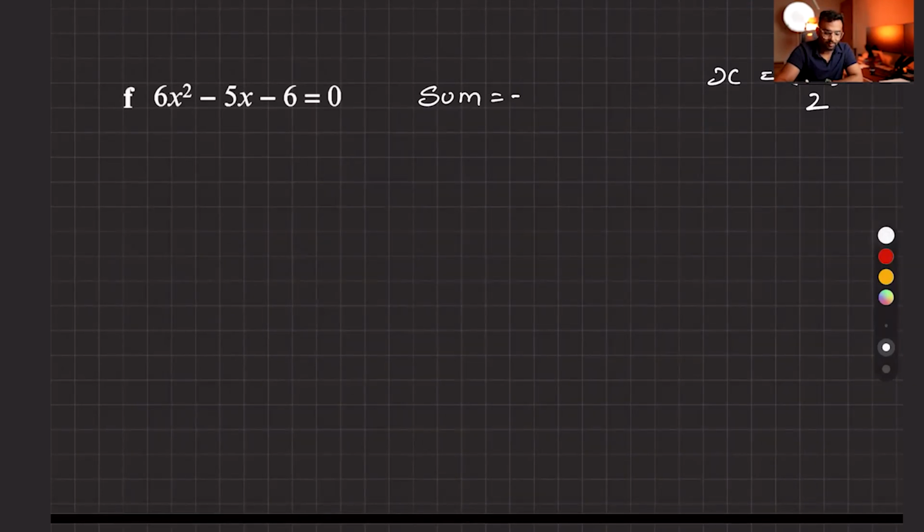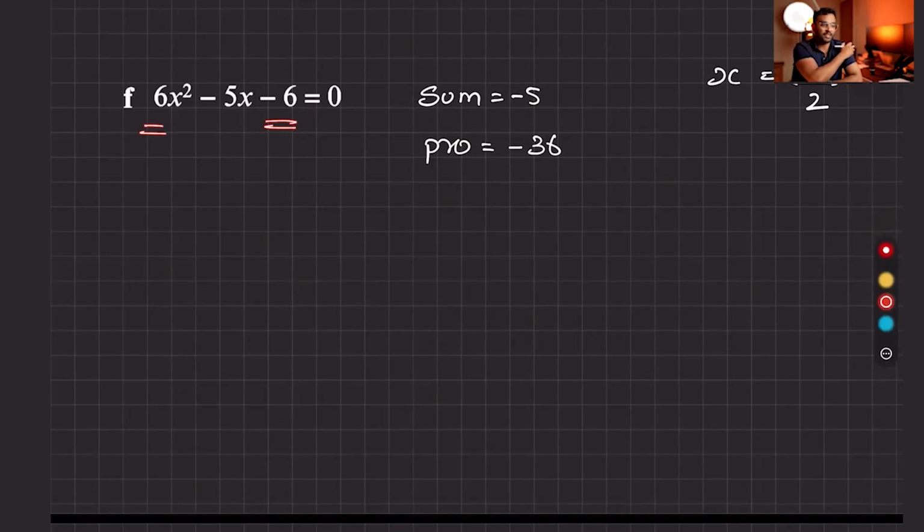Sum is minus 5. Product is minus 36. I'm multiplying minus 6 and 6. Sarah, do you want to be with me in this one? Try your best. You see, the sum is the number in front of x. That's this. And when I say the product is this, minus 6 multiplied with positive 6. 6 times 6 is 36. So if one is minus, it would be minus 36.